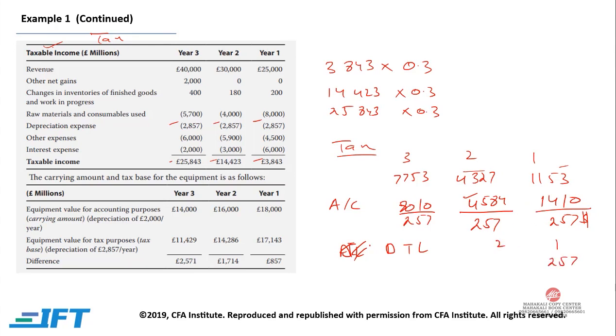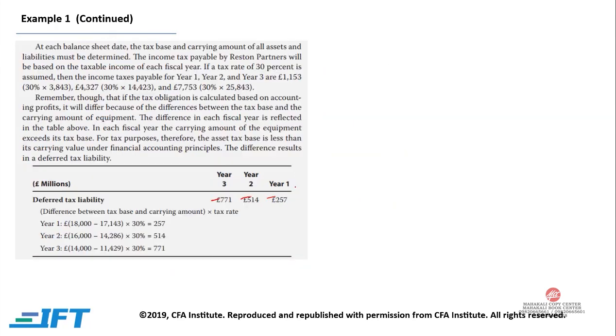Second year liability is again 257. So the total liability would be 257 into 2, that is 514. And for the third year again, we have a liability of 257. So the third year, your total deferred tax liability would be 771. And we can see it from here as well.